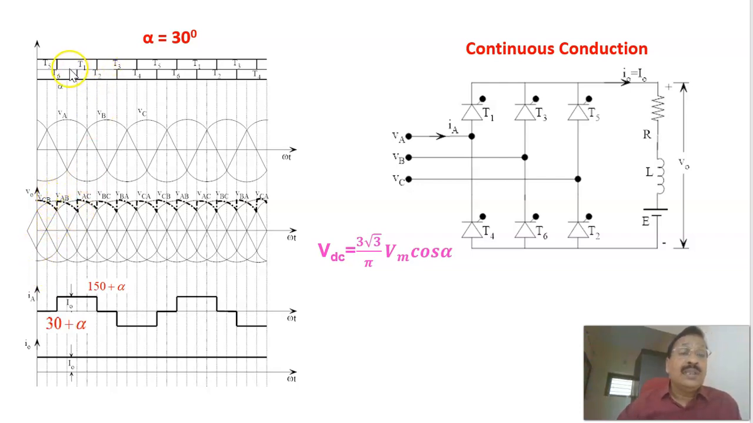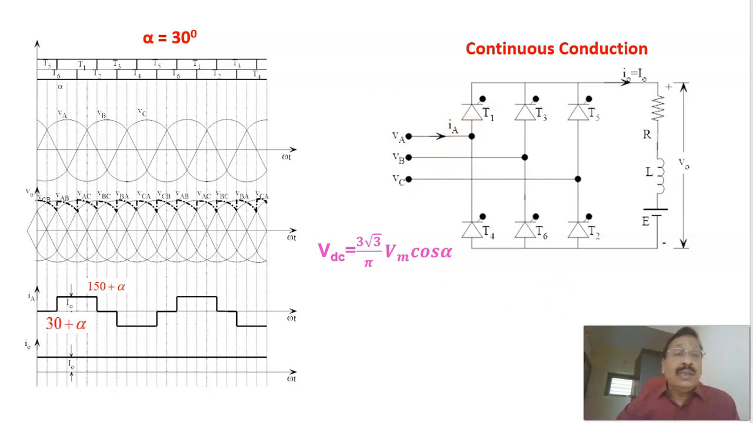Similarly, after 60 degrees, T2 is fired. Then again after 60 degrees, T3 is fired. Then again 60 degrees, T4 is fired. Again 60 degrees, T5 is fired. Again 60 degrees, T6 is fired. Then again T1. So the firing sequence is T1, T2, T3, T4, T5, T6. Each switch is triggered at a 60 degree interval here, and we can see that each switching device is conducting for a 120 degree duration.